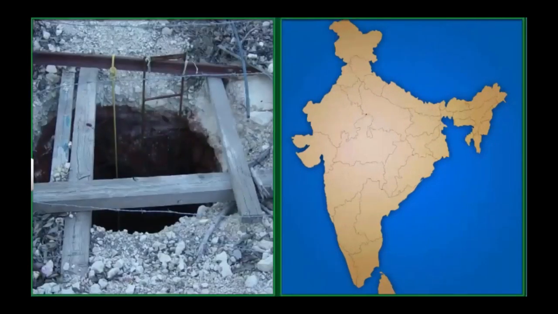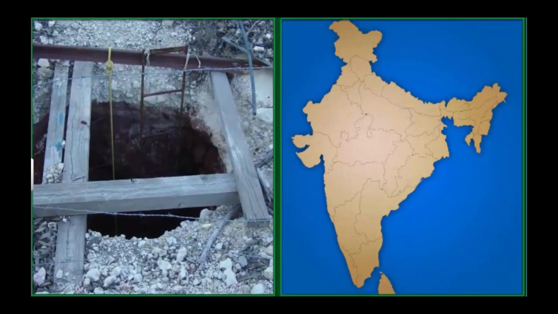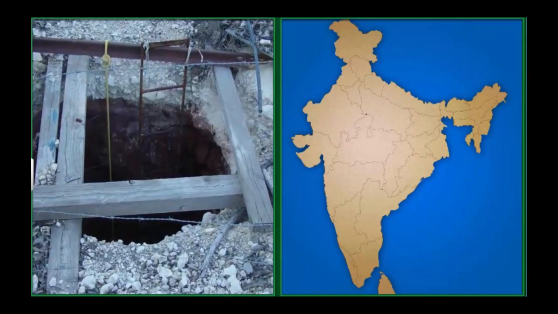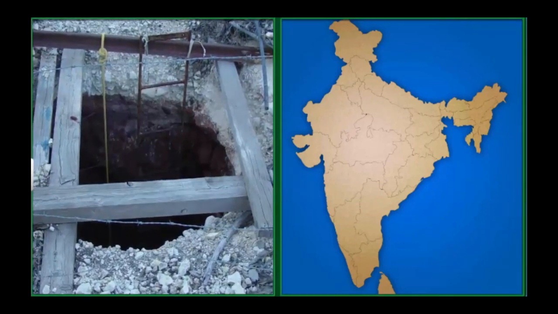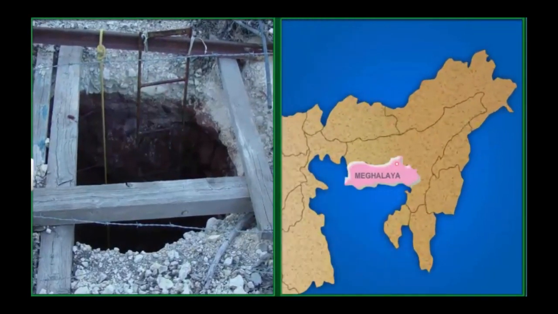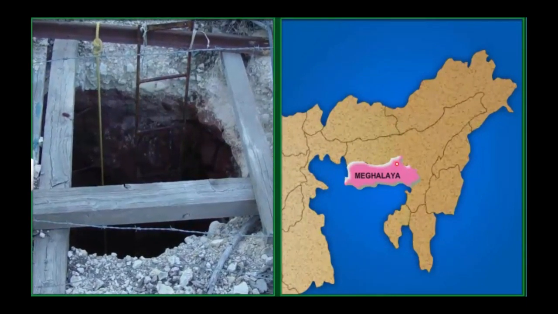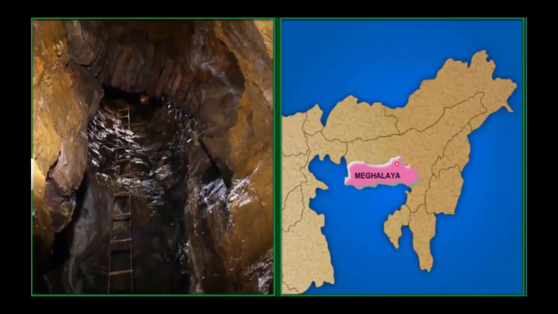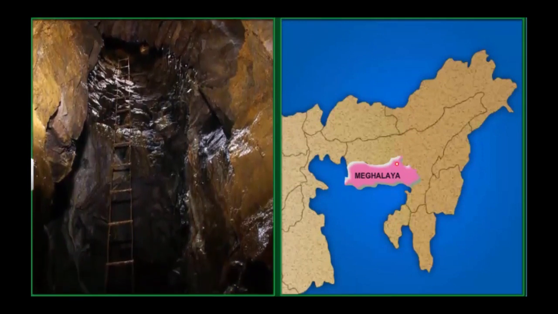All the mineral reserves in India are owned by the government. However, in the tribal areas of northeast India, individual persons or communities lay claim to mineral resources. In Meghalaya, families lay claim to coal deposits and mine coal by digging long narrow tunnels in the ground. This practice is called rat hole mining.